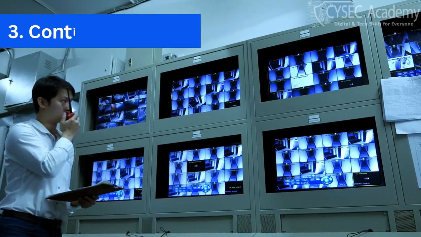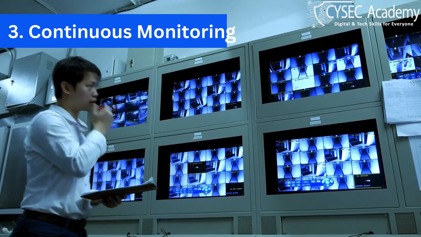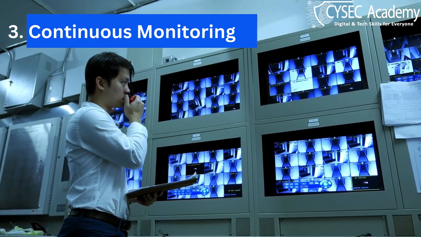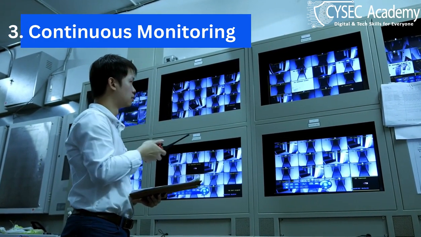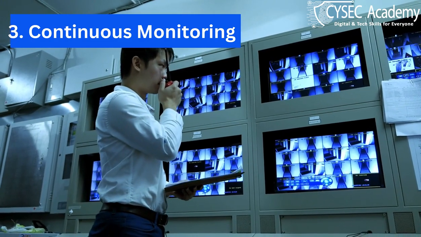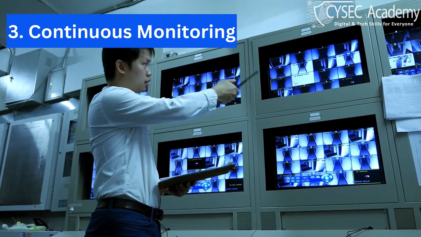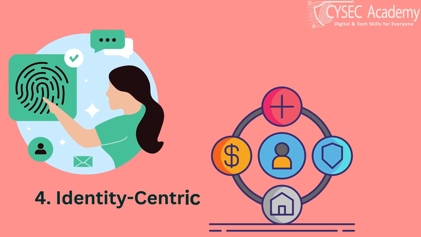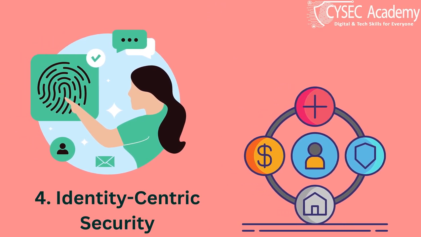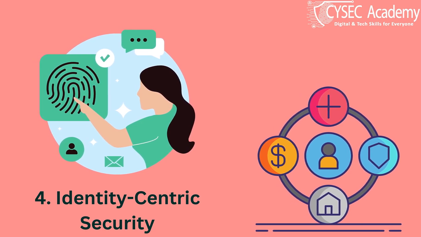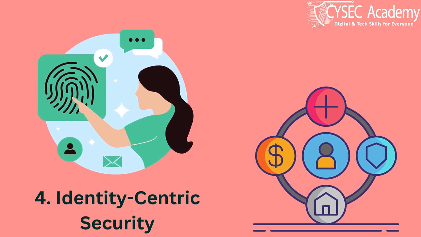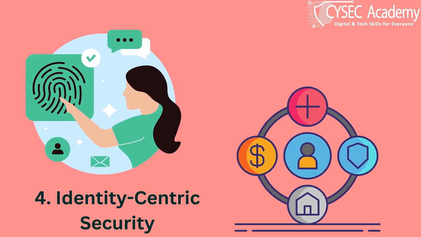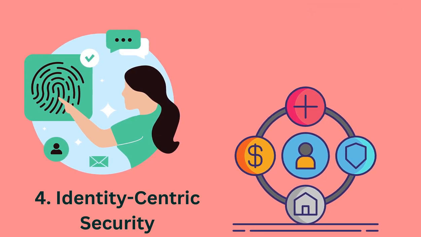3. Continuous monitoring. Continuous monitoring of all users and devices is essential in a zero trust model. This involves monitoring for unusual behavior and automatically revoking access if a threat is detected. 4. Identity-centric security. Identity is the cornerstone of zero trust. Access decisions are based on user identity, device health, and contextual factors like location and time, ensuring that only legitimate users can access sensitive resources.